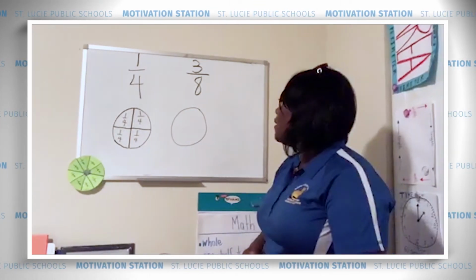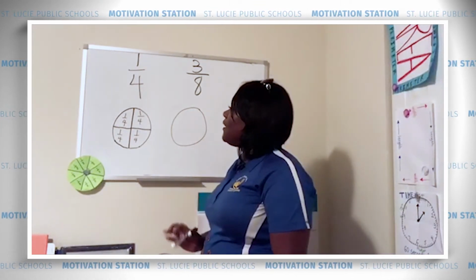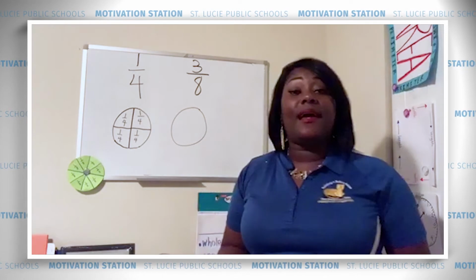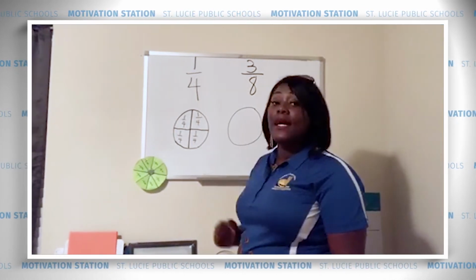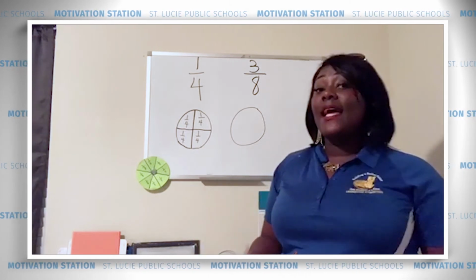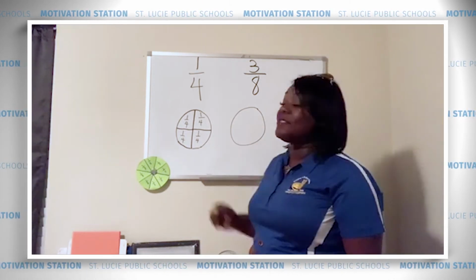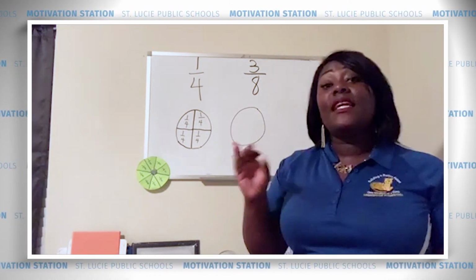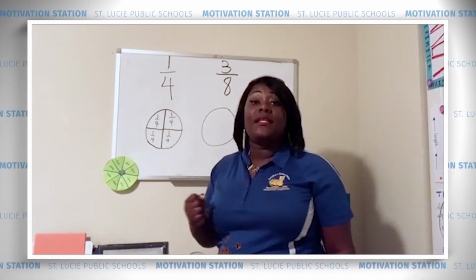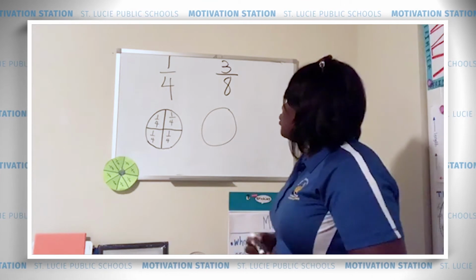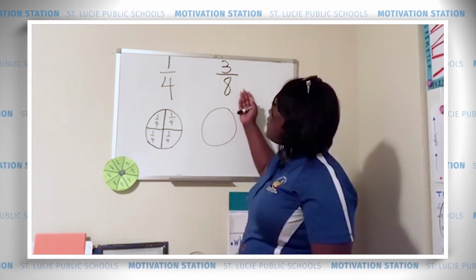Awesome. Now, we're not going to shade anything, but we just want to verify that we have taken one whole circle and we looked at the denominator and we realized that, hey, this fraction represents a whole that has been cut into 4 equal-sized parts because that's what the denominator tells us. So now we're going to take a look at this fraction.